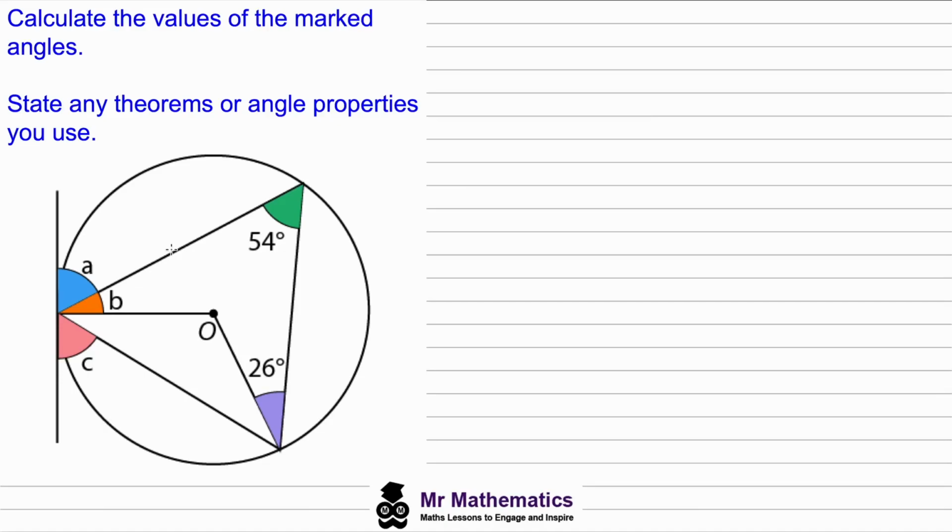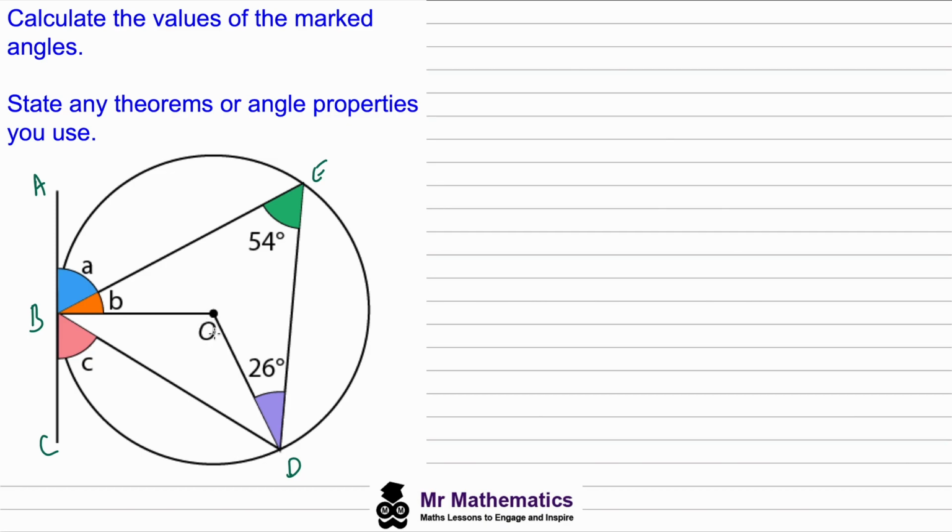Everyone. So in this question, we've been asked to calculate the values of the marked angles, so angles A, B, and C, and then to state any theorems or angle properties that we use. With questions like this, the best thing we can do is to label each vertex. So if we label this one A, B, C, D, and E, and we have the origin, which is the center of our circle, marked O.